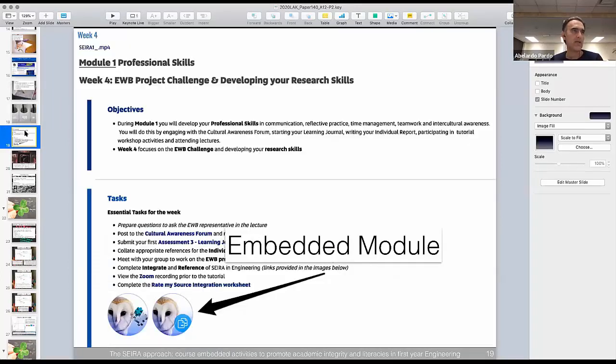Now, this is the screen capture of week 4 of that course. As you can see, there's quite a few things that are totally specific to the course, even the title, Project Challenge and Developing Your Research Skills, and bullet number 1, 2, 3, 4, 5, 6. The 6th bullet is the one that says complete the integrate and reference of SEIRA in engineering links providing the images below. So this is our way of squeezing or integrating or embedding these resources in the course.